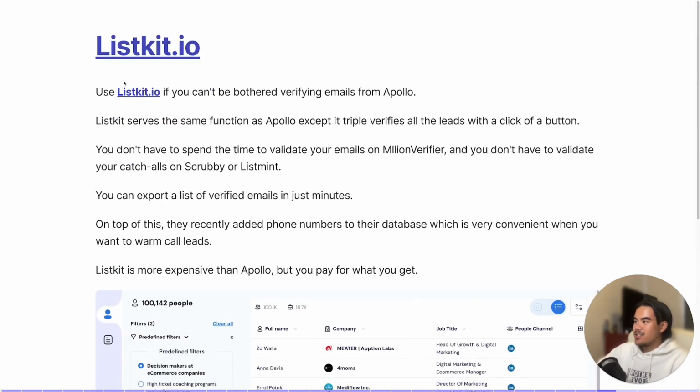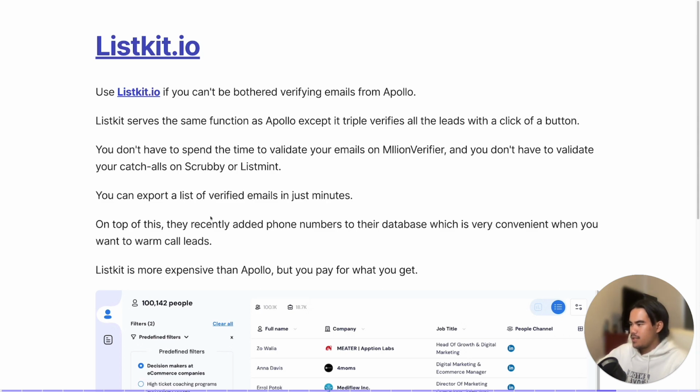And use listkit.io if you can't be bothered verifying Apollo. You have to build your list on Apollo, export it, and then send it to Million Verifier, and then go to Scrubby. So if you can't be bothered doing all of that, you want to use Listkit because it serves the same function as Apollo, except it triple verifies all the leads with a click of a button. You don't have to spend time to validate your emails on Million Verifier, and you don't have to validate your catch-alls on Scrubby or Listmint. You can export a list of verified emails in just minutes.